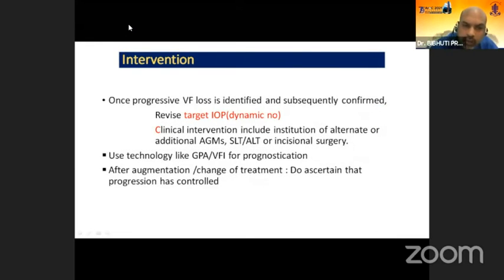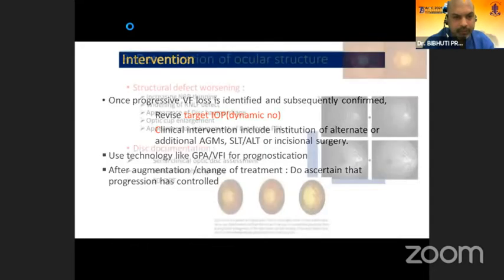So once progression of the visual field occurs, we have to revise the target IOP, and then we can add on to our treatment regime. We can alter the treatment regime by adding medications, or we can add a few newer therapies like SLT or incisional therapies, and we have to augment or change the treatment in these patients.